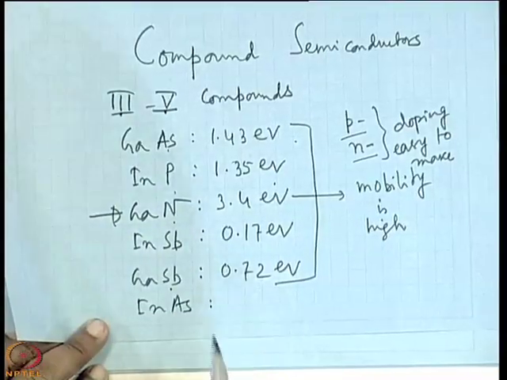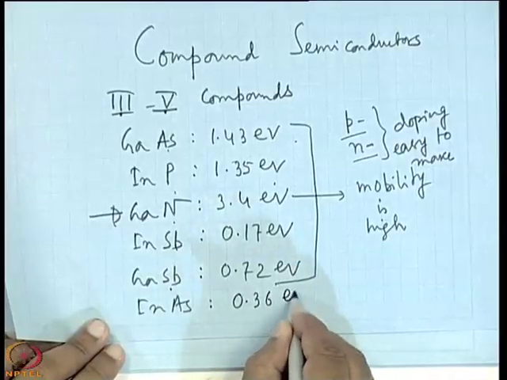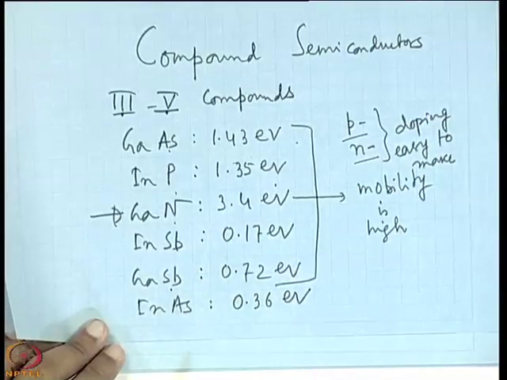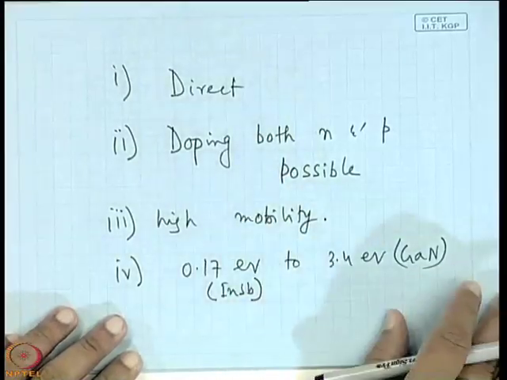What is the band gap of indium arsenide? It is 0.36 electron volt. So you can get narrow band gap, medium band gap, and wide band gap materials in 3-5 semiconductors, which is not possible for elemental semiconductors.